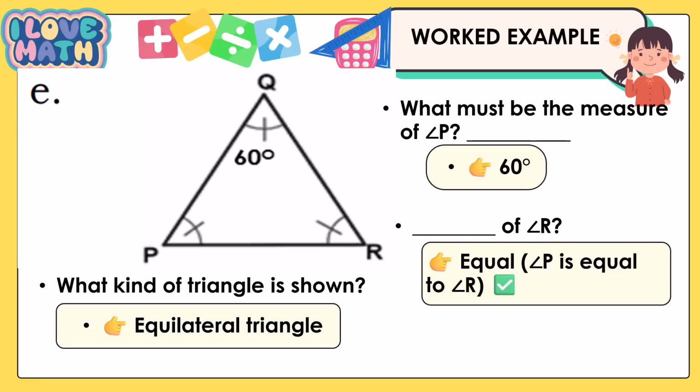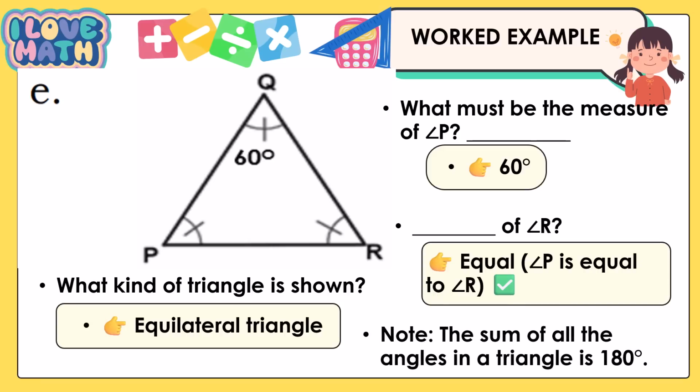What kind of triangle is shown? The answer, equilateral triangle. Note, the sum of all the angles in a triangle is 180 degrees.